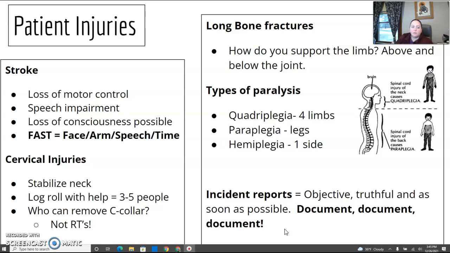Is there a facial droop? Is there an arm droop? Is their speech changing since you've met them? Then you need to get them help quickly.